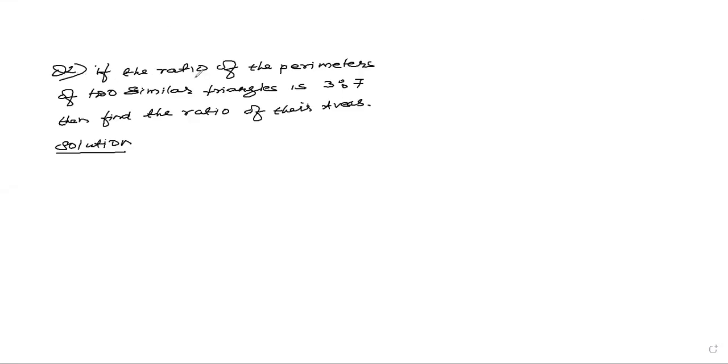Question number 2. If the ratio of the perimeters of two similar triangles is 3:7, find the ratio of the areas. If the ratio of the perimeters of two similar triangles is 3:7, then find the ratio of the areas.